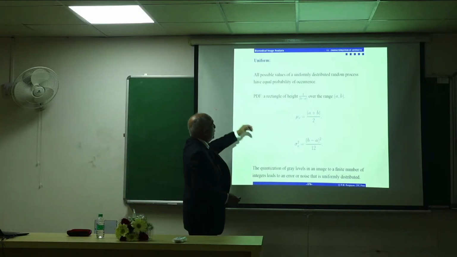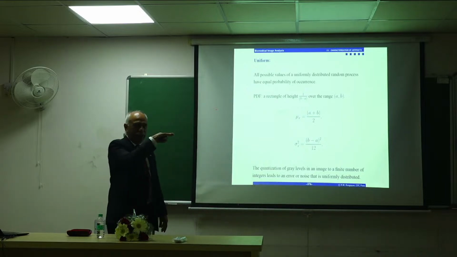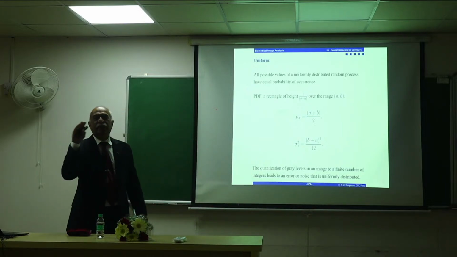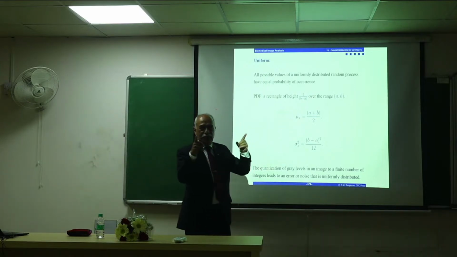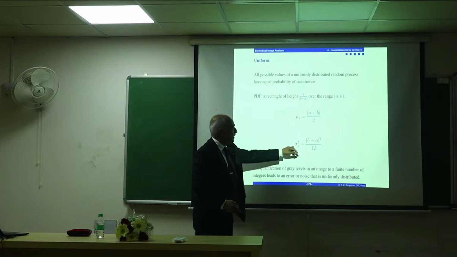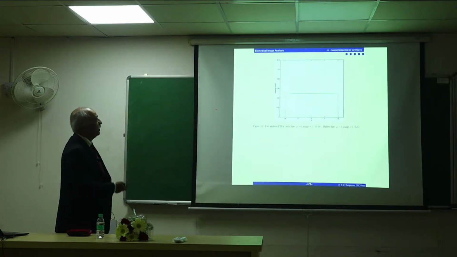But sometimes we do have uniform functions. Uniform, all equal: all values occur with equal probability. The mean is (a plus b) over 2, where a and b are the limits of the rectangle, and sigma squared is (b minus a) squared over 12, just a rectangle.